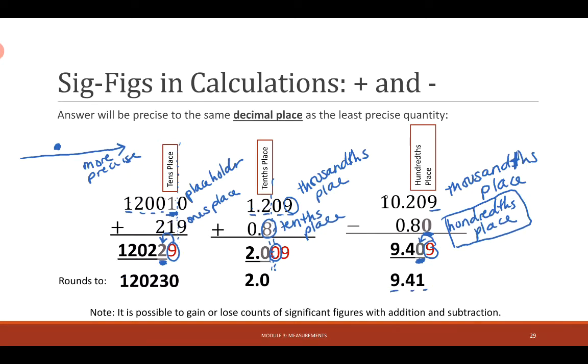This one as well. This is 1, 2, 3, 4, 5 sig figs. This one has only 2 sig figs. Yet our answer has 3 counts of sig figs. And so with the addition and subtraction rule, the count of sig figs in your answer will not necessarily match your initial values. You have to base it on the precision of your answer, not the counts.